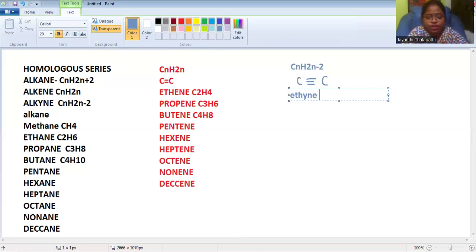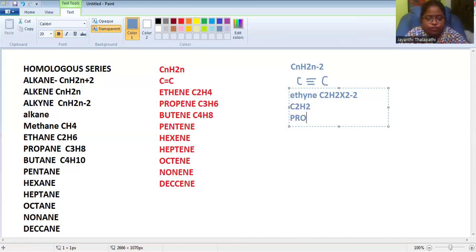So what is the formula? Carbon is 2. What about the hydrogen? Hydrogen is 2n minus 2, which means 2 into 2 minus 2. What is it? 2. So C2H2 is ethyne. Understand? 2 into 2 minus 2, because C is 2. This 2 only you are applying, the 2 from the carbon atom. So it is C2H2, ethyne.